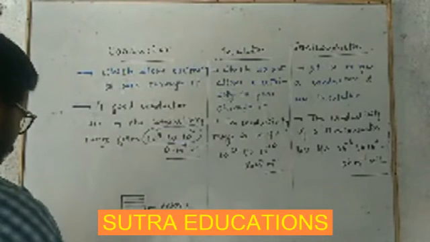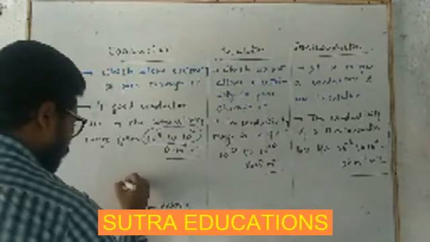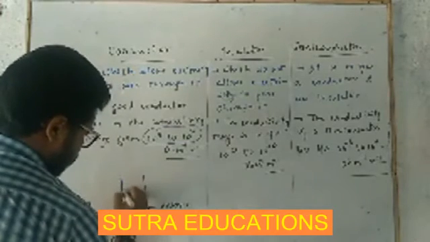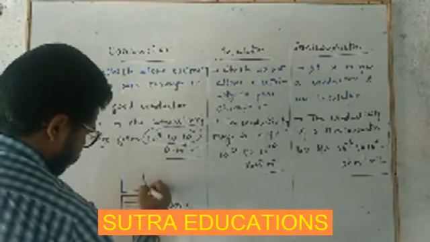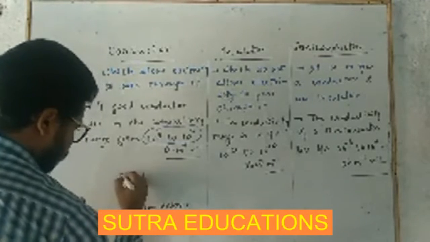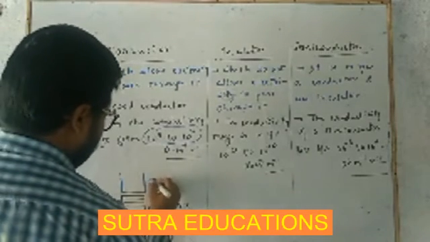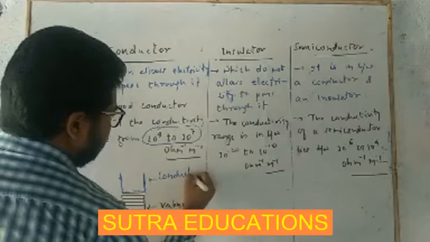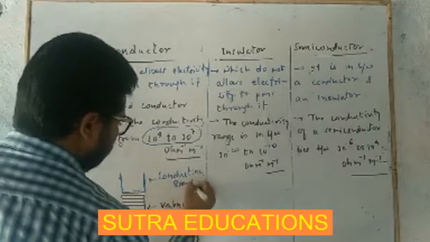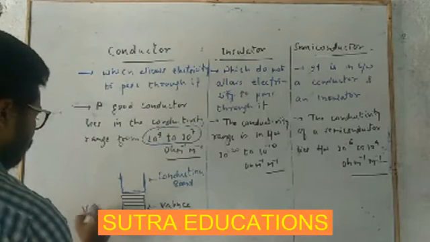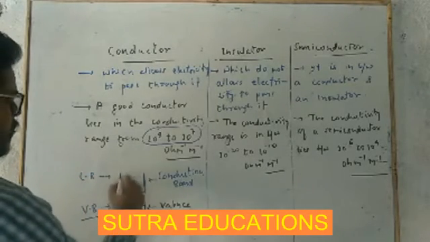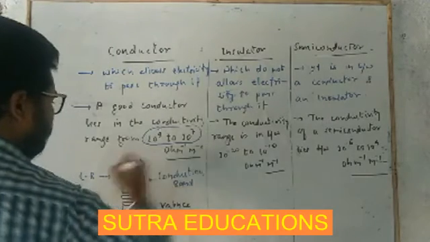And if this is conduction band, I told you conduction band is empty. In short, we can say valence band as VB and conduction band as CB. So this is empty. I am writing here, this is empty.